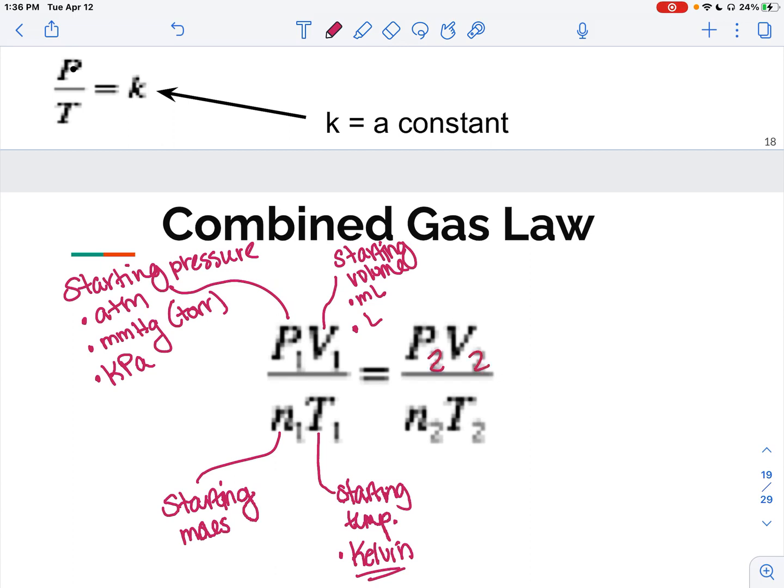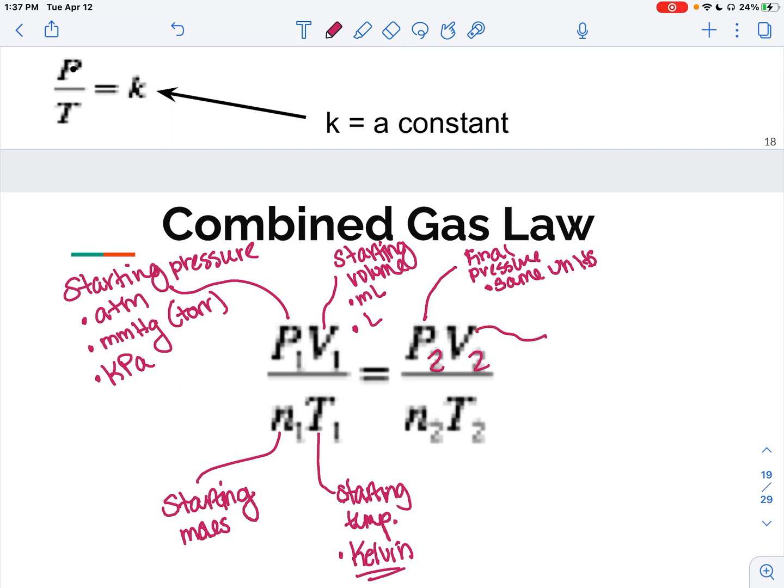That means it's the final pressure, final volume, final moles, final temp. So this is going to be your final pressure, and it's the same units. Whatever units P1 is in, it has to be the same for P2. So if it's kPa on P1, it has to be kPa for P2. As long as they're both the same, there's no conversions necessary here.